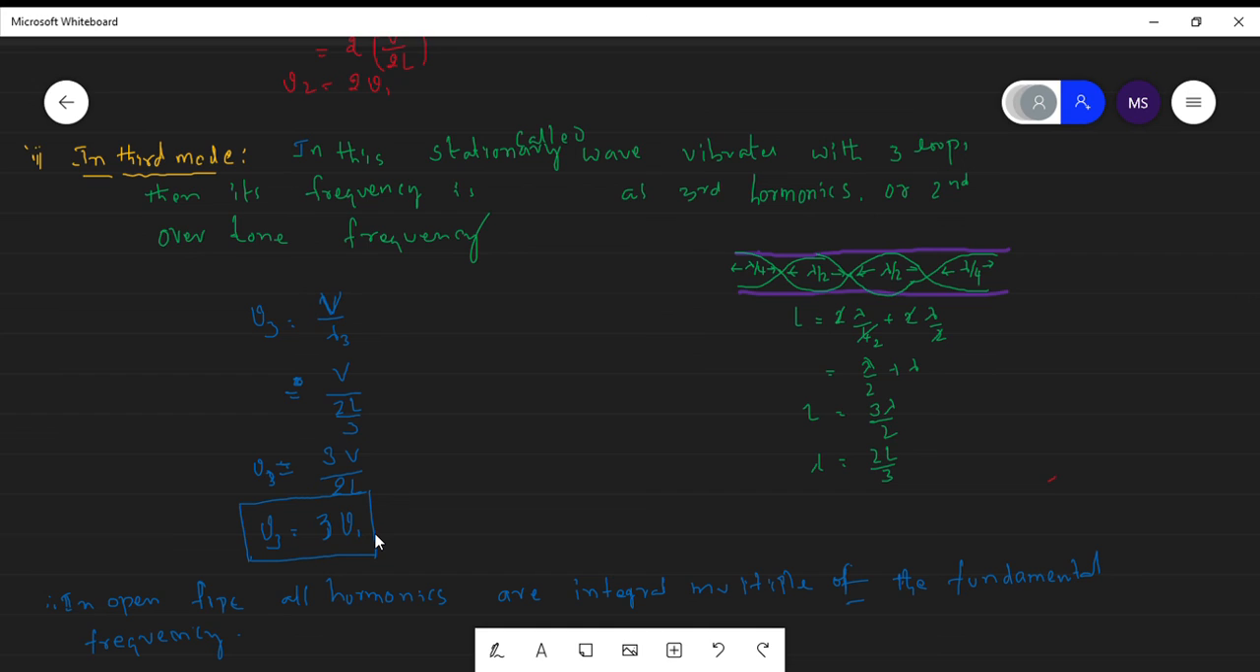So in the open pipe, if n harmonics are formed, then we get n minus 1 overtones.